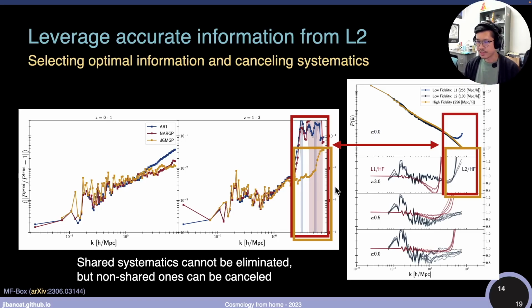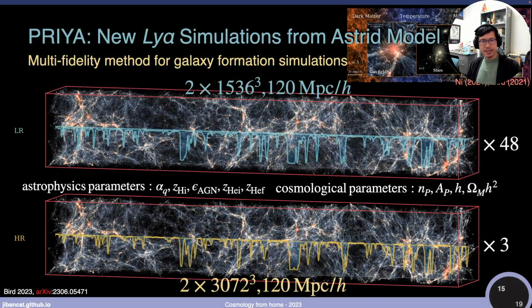But in general, it's an interesting feature that you can play around with using different information in the low-fidelity nodes to cancel out the systematics from each other. Here we present the PRIYA simulation suite, which is a galaxy formation simulation suite that we ran based on the Astrid simulation model. The primary purpose for this simulation suite is for Lyman-alpha forest studies.